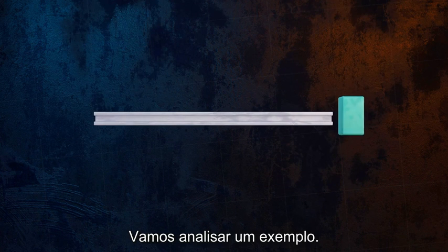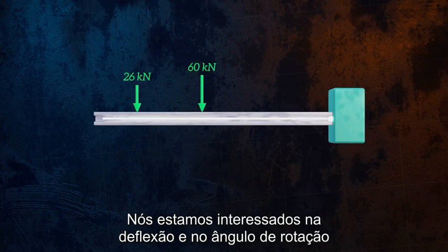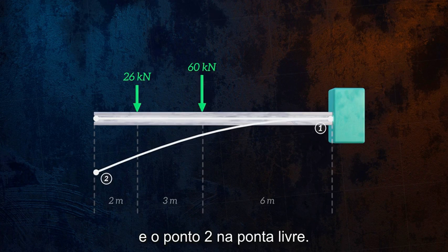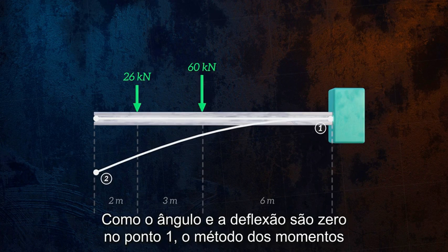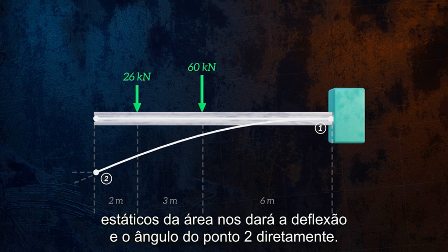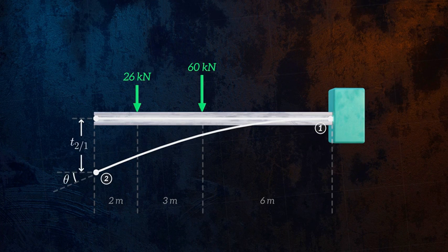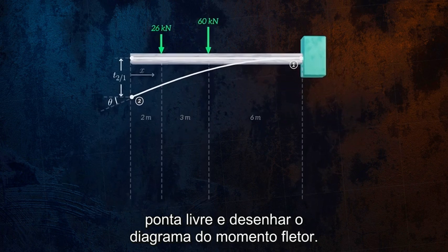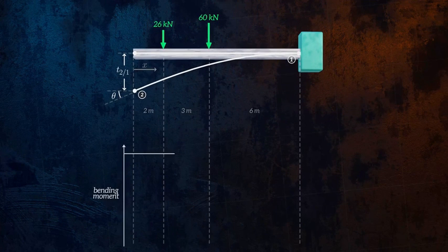Let's look at an example. We're interested in the deflection and angle of rotation at the free end. So let's define point 1 at the fixed support and point 2 at the free end. Because the angle and deflection are 0 at point 1, the moment area method will give us the deflection and angle at point 2 directly. We can define x as the horizontal distance from the free end and draw the bending moment diagram.